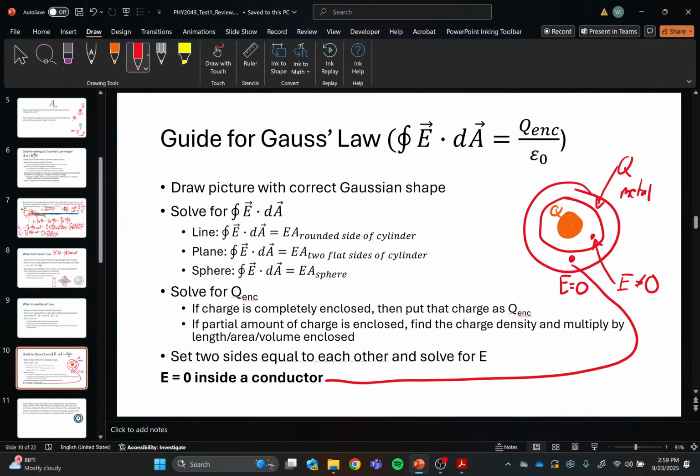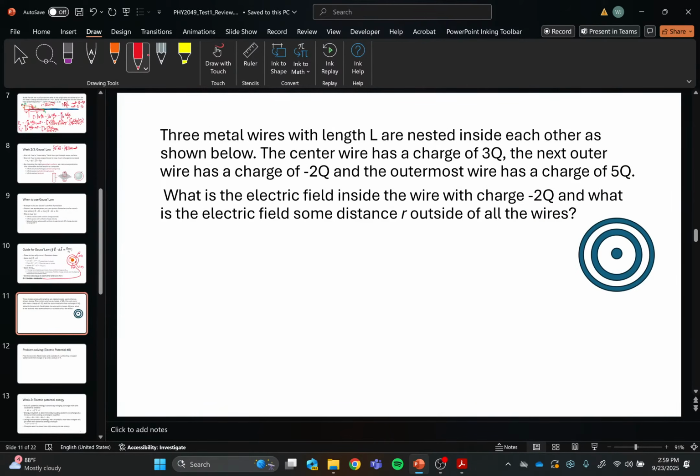All right, so great. This is the process. If you have not done this process, this is going to be very confusing. If you have done it, hopefully these next ones are fairly straightforward. Three metal wires with length L are nested inside each other as shown. The center wire has a charge of 3Q. The next one has a charge of negative 2Q. And the outermost one has a charge of 5Q. What is the electric field inside the wire with charge negative 2Q?